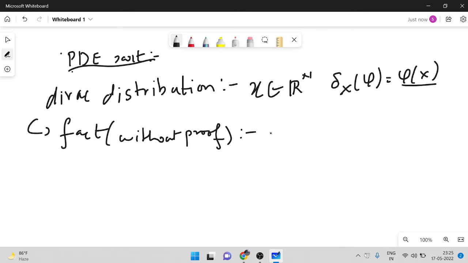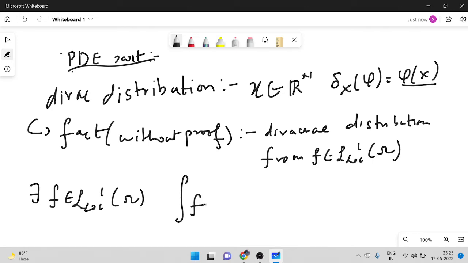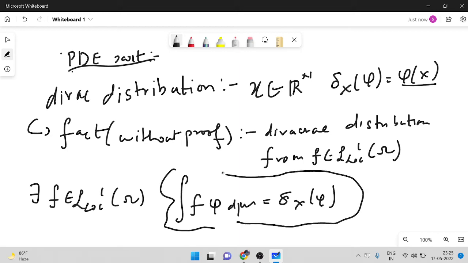You can't generate the Dirac distribution from a locally integrable function. So there may not be an f in L^1_loc such that the integral of f phi d mu equals delta of x. There may not exist such an f. So you can't generate a Dirac delta function from some locally integrable function.